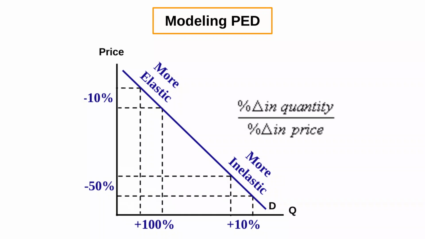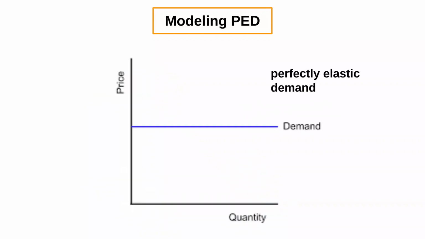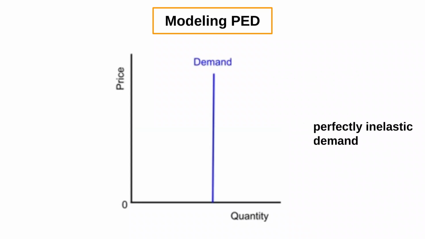Now, there are two very special cases with the graph. The first one is this, where you have a horizontal demand curve, and this is called perfectly elastic demand. When you have perfectly elastic demand, what this means is that people will buy any quantity, but only at one specific price. That's what's called perfectly elastic demand. Any quantity, people do not care what the quantity is, but they will only buy it if it's one specific price.